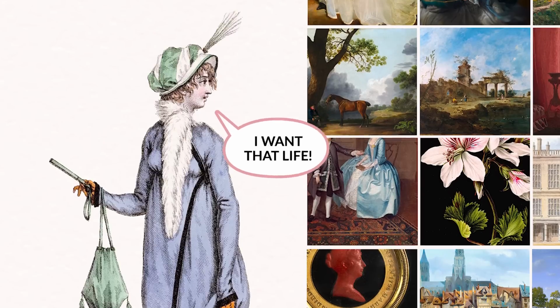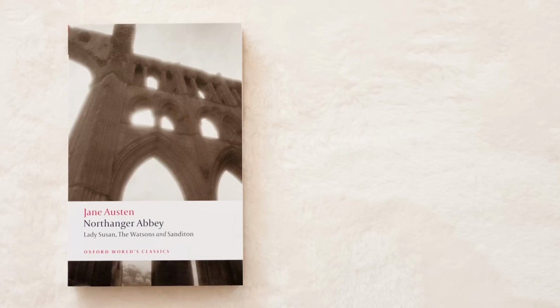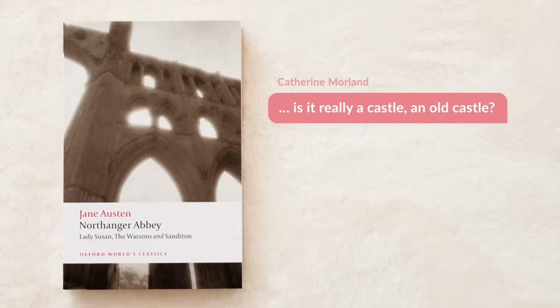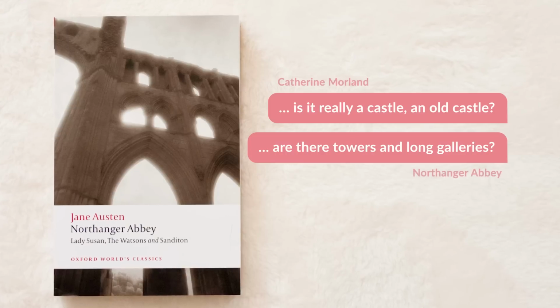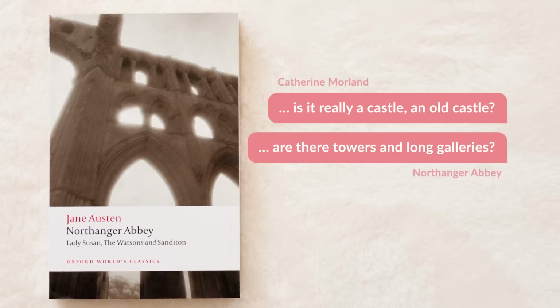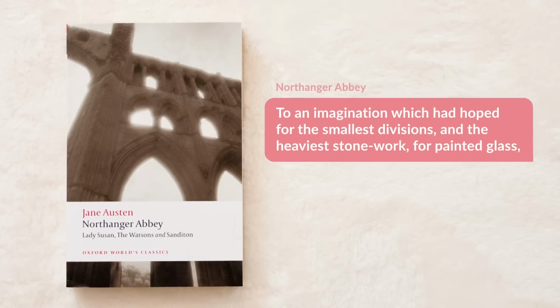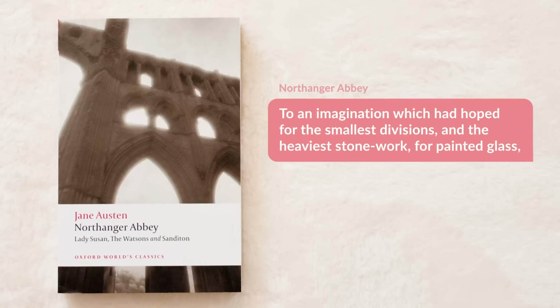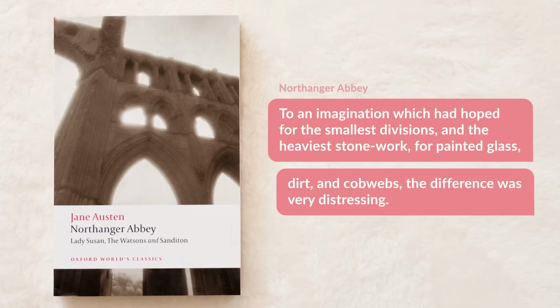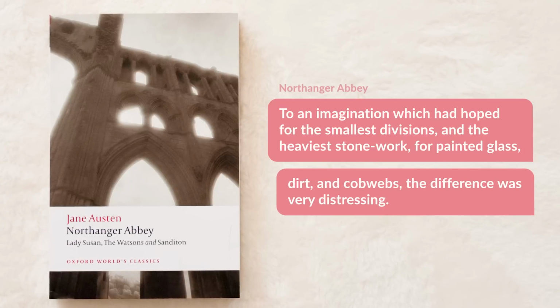She wants to get that dark academia vibe. For example, when they're going to go to Blaise Castle, she's very detailed. She's like, is it really a castle, an old castle? Are there towers and long galleries? And yet, no matter how hard Catherine tries, she just cannot get the aesthetic. Even when she goes to Northanger Abbey, she's disappointed. It says, "to an imagination which had hoped for the smallest divisions and the heaviest stonework, for painted glass, dirt, and cobwebs, the difference was very distressing."